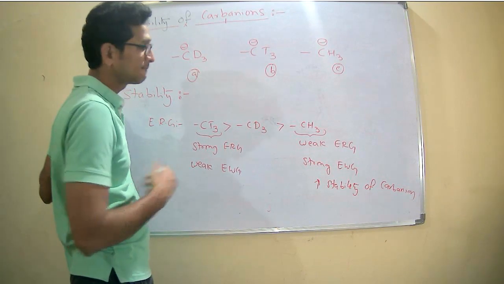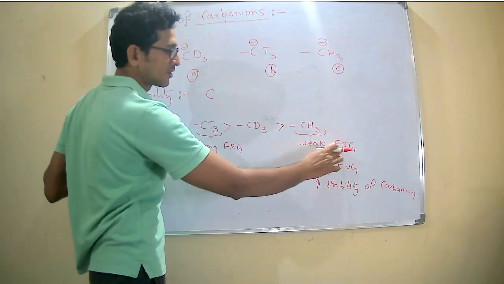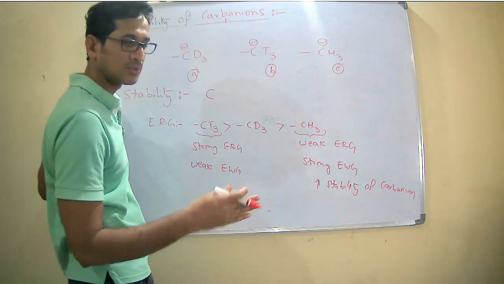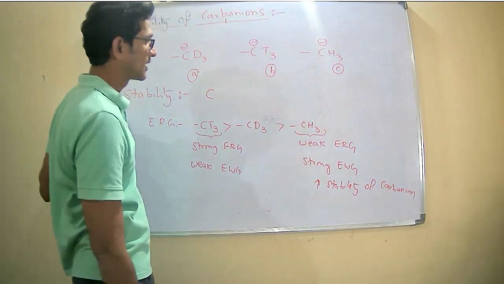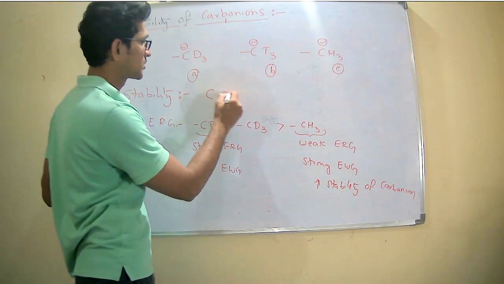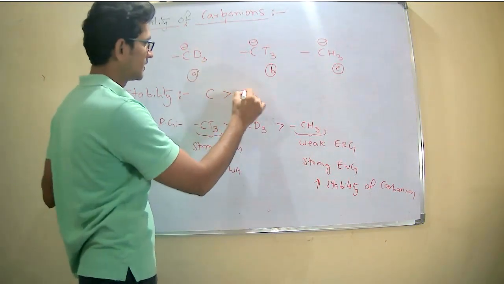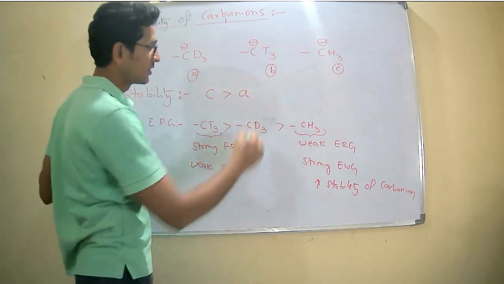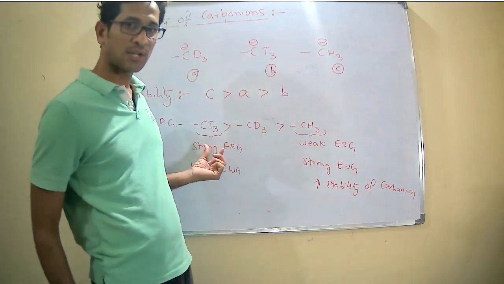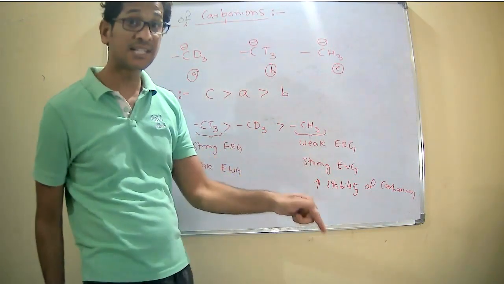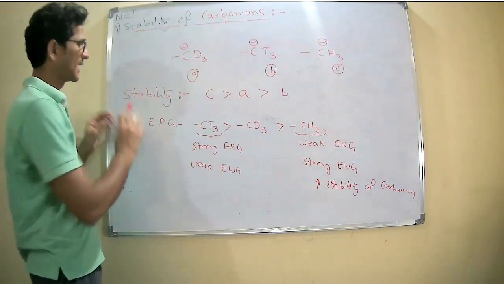more stable carbanion? C is more stable carbanion because it is a weak electron releasing group. Electron releasing groups decrease the stability of the carbanion, right? Therefore, C is more stable. Then followed by the CD3, deuterium. A is more stable, and finally B. So as B, CT3 is a strong electron releasing group, which destabilizes the carbanion.